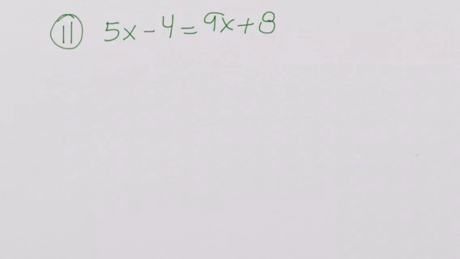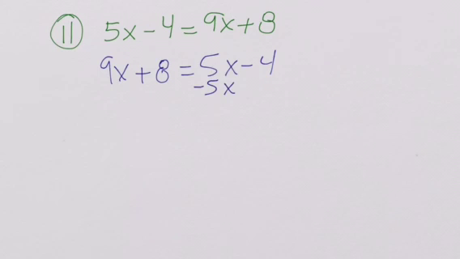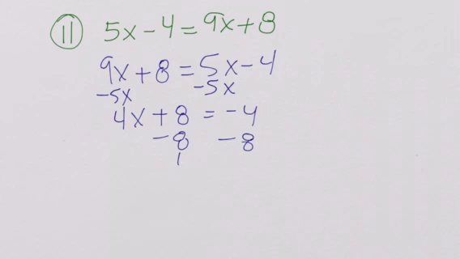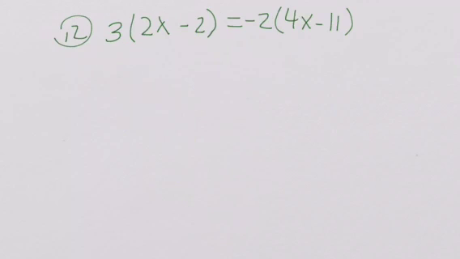Now we're going to go ahead and solve for x. Is the variable on the left? Well, we want the largest variable term on the left, so we're going to do symmetrical. 9x plus 8 is equal to 5x minus 4. Now we're going to zero pair out our x's. So we're going to take that 5x over here, so it's going to be 4x plus 8 is equal to negative 4. Zero pair out the 8. 4x is equal to negative 12. Divide by 4, divide by 4. X is equal to negative 3.